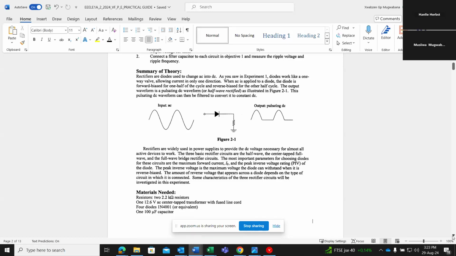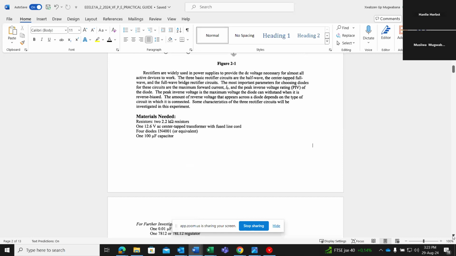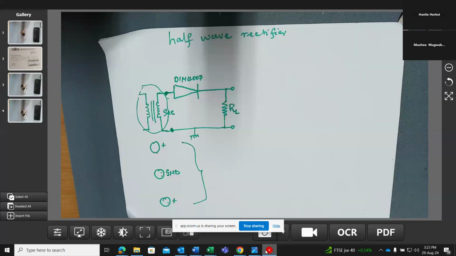Now, if you scroll down again, then you have the material needed for your practicals. I have got examples of the material needed. You need resistors, you need a 12.6 volts AC center tap transformer with a fuse line cord. The center tap that I was talking about, this is the center tap that I was talking about. You will see that that is your center tap transformer.